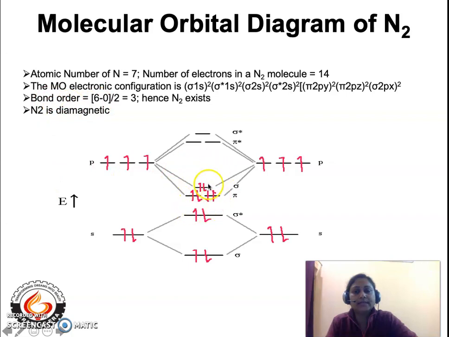So what is the bond order now? There are a total of 6 electrons in the bonding molecular orbitals minus 0 in the antibonding molecular orbitals whole divided by 2, and we are getting a figure of 3. So the nitrogen molecule is stable. It has 3 bonds between the 2 nitrogen atoms. Nitrogen is diamagnetic because there are no unpaired electrons.